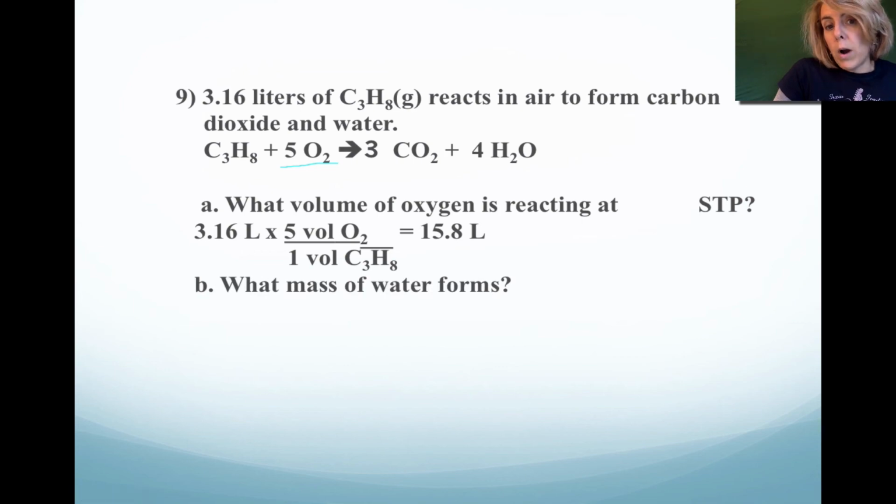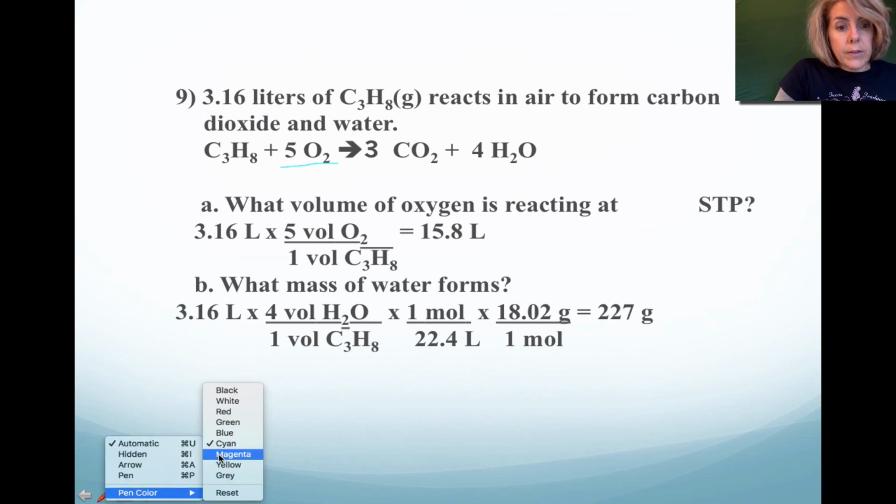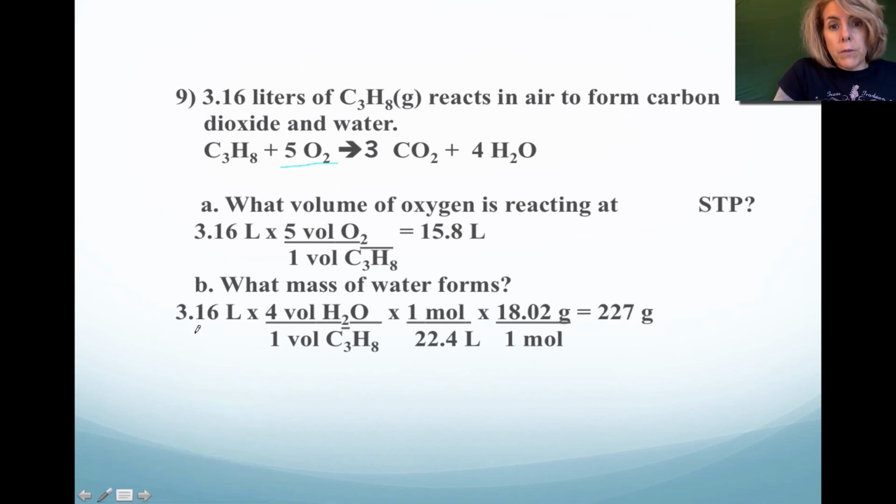So when we do that, we're essentially left with volume of oxygen. Now they want to know the mass of water. Once again, we have to bring out our constant that I told you about. So here is the volume of propane, and we're essentially converting it to moles of water, and we are using this constant for every mole. It's equal to 22.4 liters, and that will cancel out liters, so that we're left with moles, and moles cancel out once we multiply it by the molar mass of water. So it ends up to be 227 grams of water.